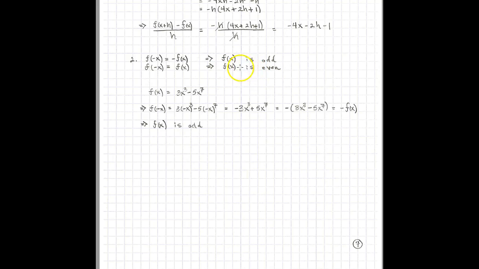Of course, most functions are neither odd nor even. Those are special cases. But we always want to check that because it helps us know something a lot about the function, its symmetry.